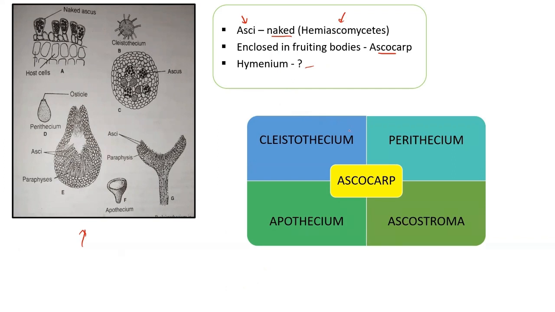So, what are the different kinds of ascocarp? Cleistothecium, Perithecium, Apothecium, and Ascostroma. Last year there was a question on Apothecium, the cup-shaped fungi. So, you should know these terms, and you should also know the different genera in which they are present.